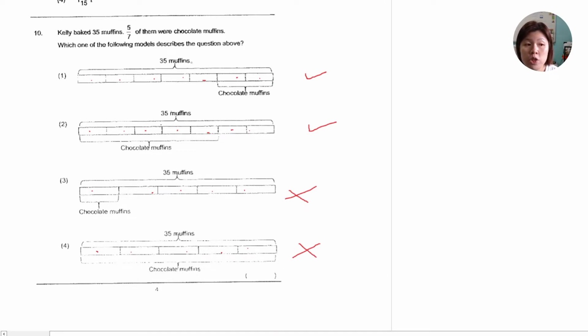So 5/7 with chocolate means 5 units with chocolate. But if you can see, the indicator is only 2 boxes. And this one is 1, 2, 3, 4, 5 boxes. So answer is number 2. Okay, let's move on to the next one.